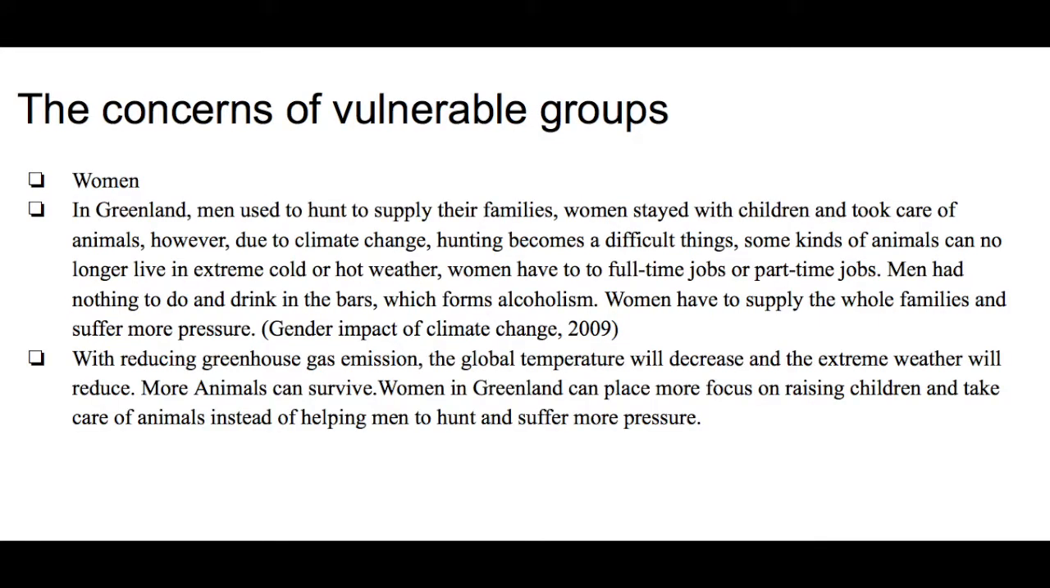Another vulnerable group is women in some small communities of Greenland. With reducing greenhouse gas emission, the global temperature will decrease and extreme weather will reduce. More animals can survive, so that women in Greenland can place more focus on raising children and taking care of animals instead of helping men to hunt and suffering more pressure.